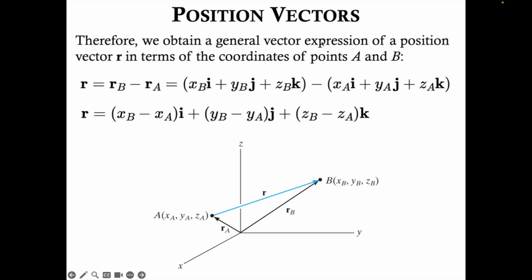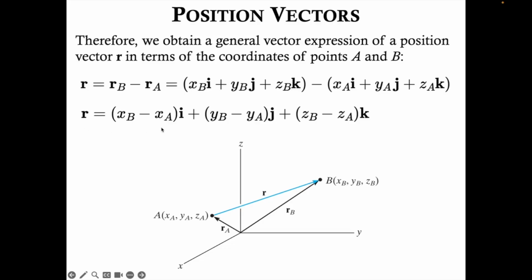Rearranging, collecting the coefficients in front of i hat, j hat, and k hat respectively, we see that another expression for vector r that goes from A to B is the scalar xb minus xa times unit vector i hat plus the scalar yb minus ya times unit vector j hat plus the scalar zb minus za times unit vector k hat. So it is important to recognize that each of these scalar coefficients does have physical meaning.